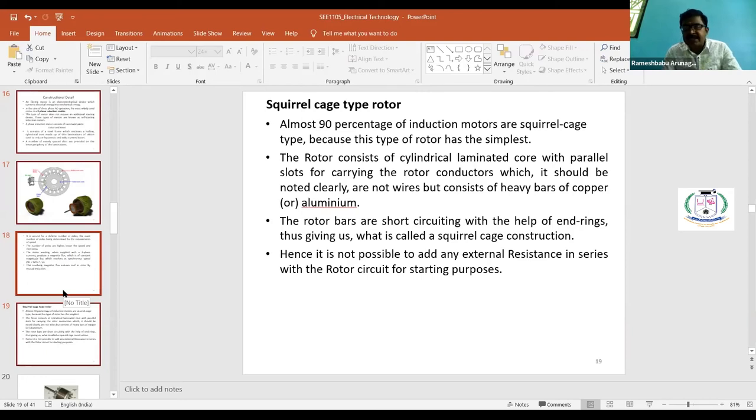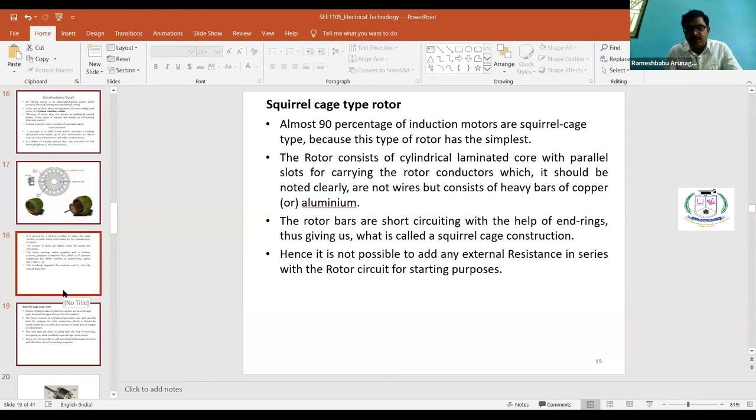But the main disadvantage of using this machine is that it is not possible to add any external resistance. The starting torque of the machine is somewhat low when compared to the next type, the slip ring type rotor. To improve the starting torque, we need to give external resistance in the rotor circuit, but that is not possible in a squirrel cage motor. It is possible only in a slip ring induction motor. That is the main disadvantage of using this machine.